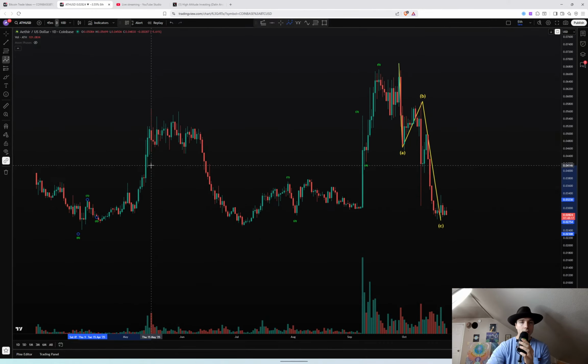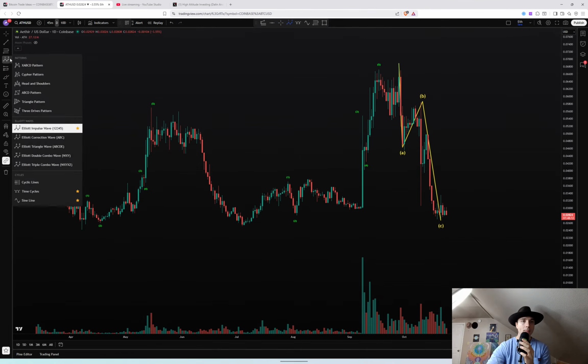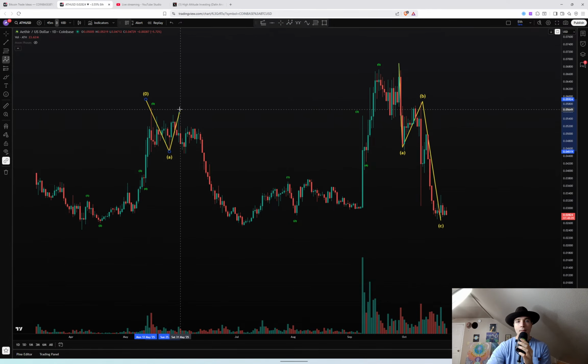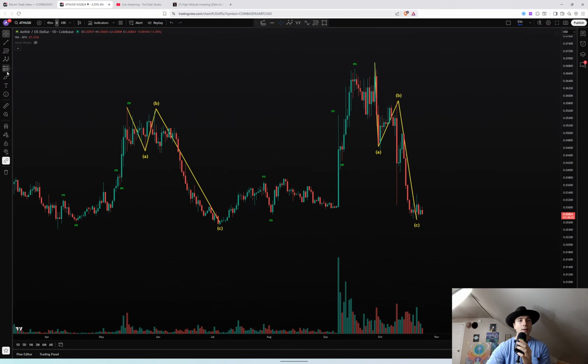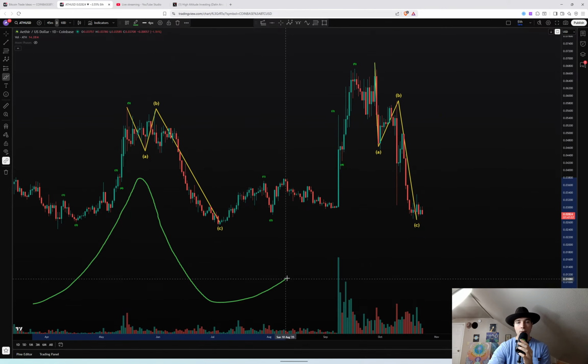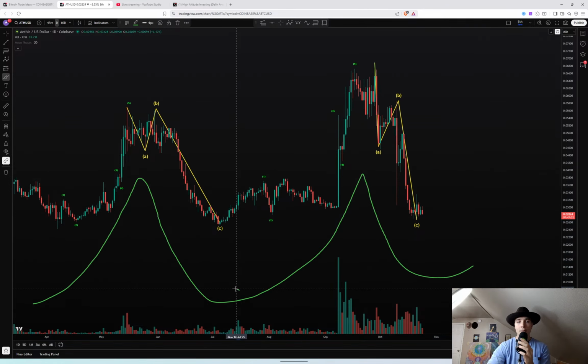1, 2, 3, 4, 5. A, B, and C. Same thing. So essentially what we have here is a bullish cycle followed by a bearish cycle followed by a bullish cycle followed by a bearish cycle. So we're kind of at the bottom of a bearish cycle. So this is a good area to be picking up this coin in terms of its immediate cyclical action here.